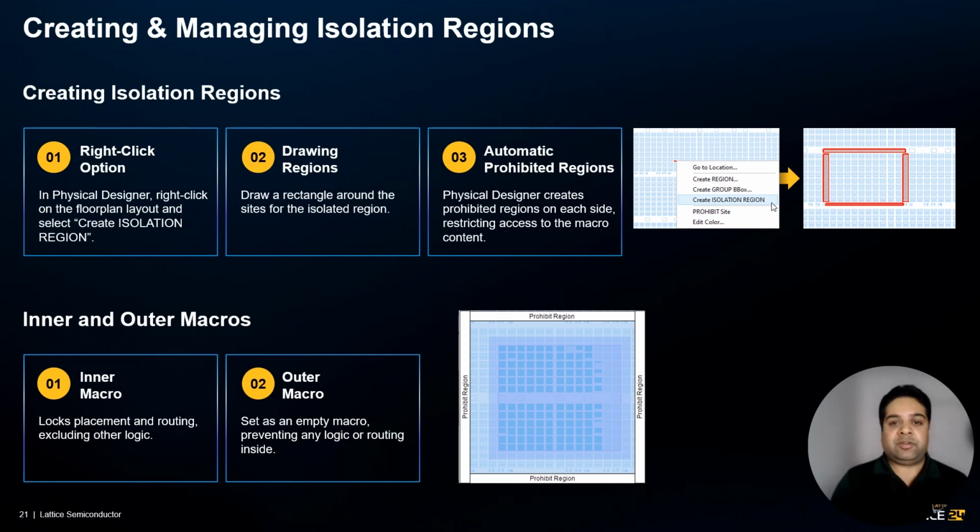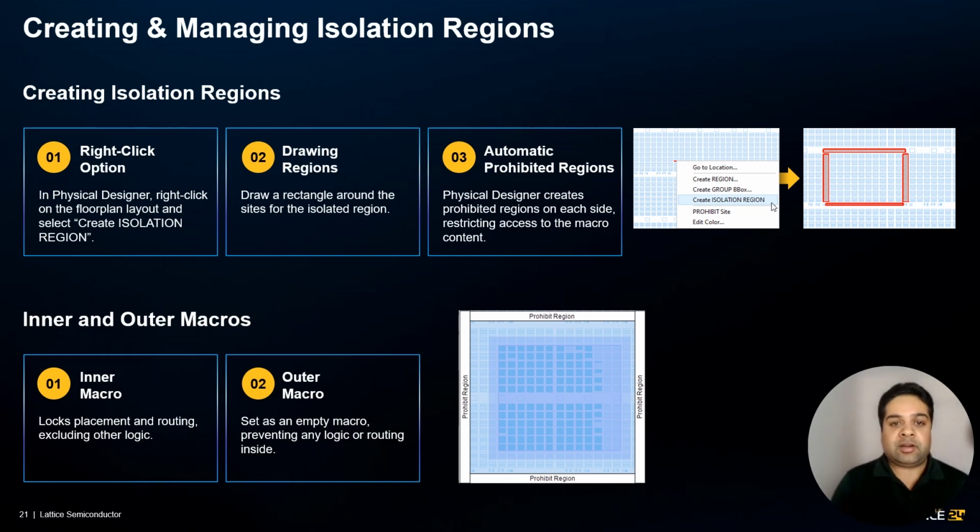Now let's delve into the process of creating and managing the isolation regions within your FPGA design. In the Physical Designer tool, you can right-click on the floor plan layout and select Create Isolation Region. Once you click on Create Isolation Region, you can draw a rectangle around the sides for the isolation region. Physical Designer creates a prohibited region on each side, restricting access to the macro content.